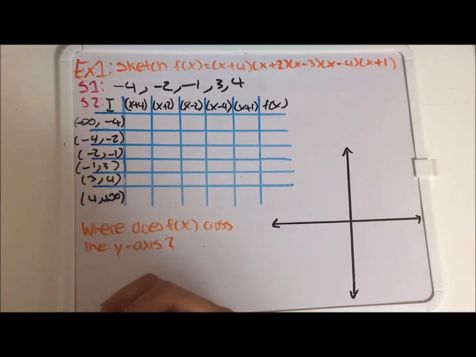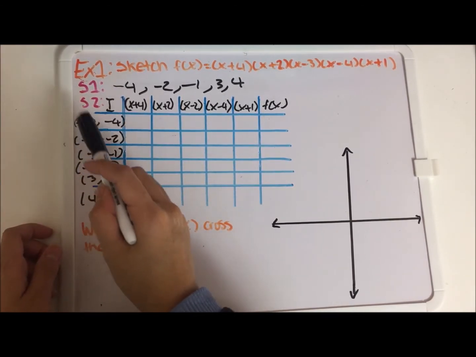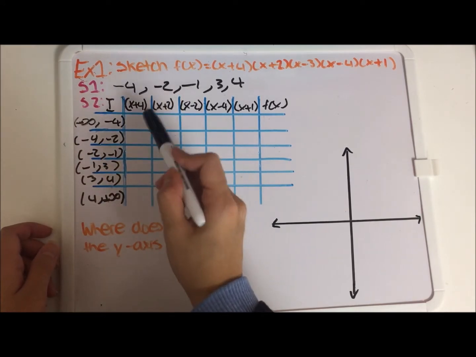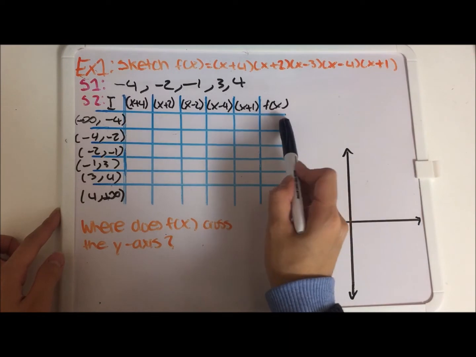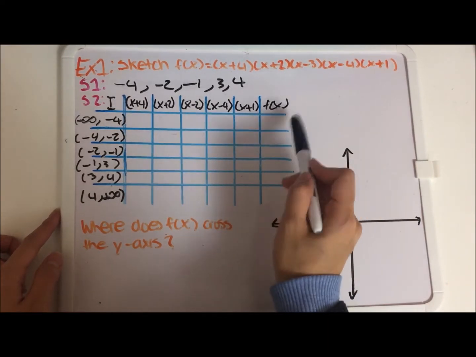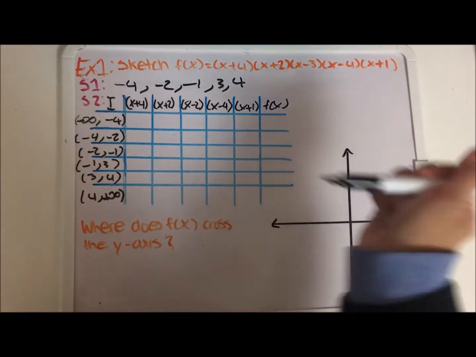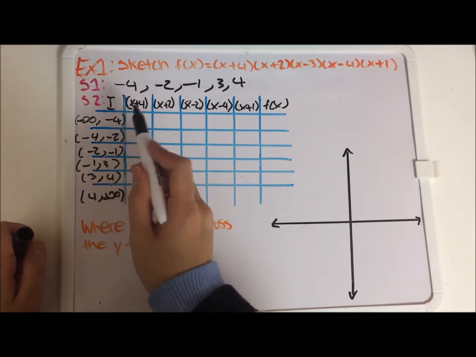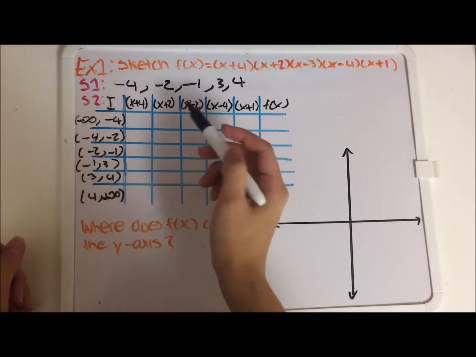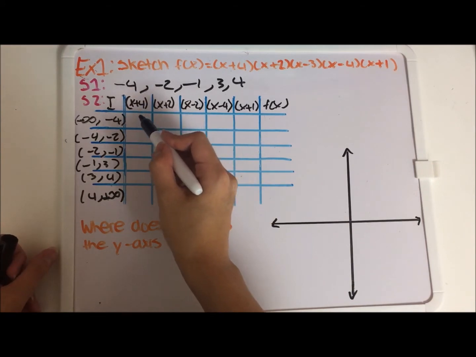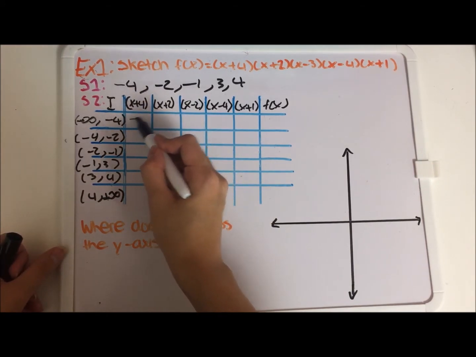Then what you have to do next is find a number in between each interval, plug it into each factor, and see if you get a positive or negative number. In the end, you determine if the overall function between these intervals is positive or negative. So for the first one, any number that's less than -4, I would say -7. So -7 plus 4 gives you -3, which is a negative.